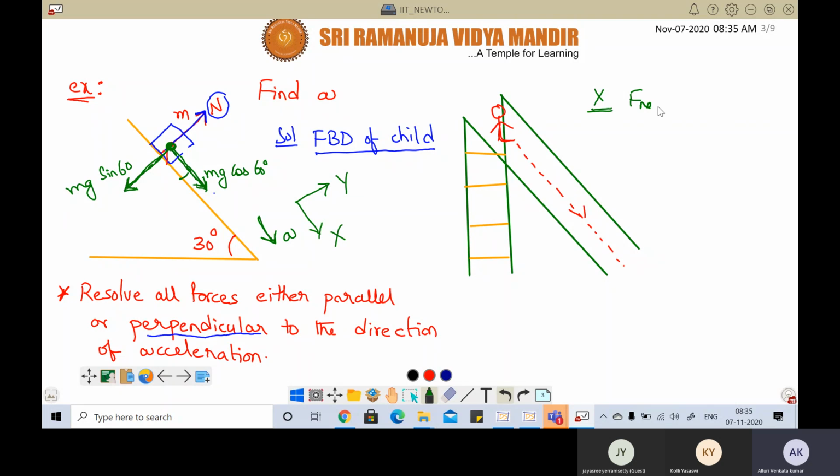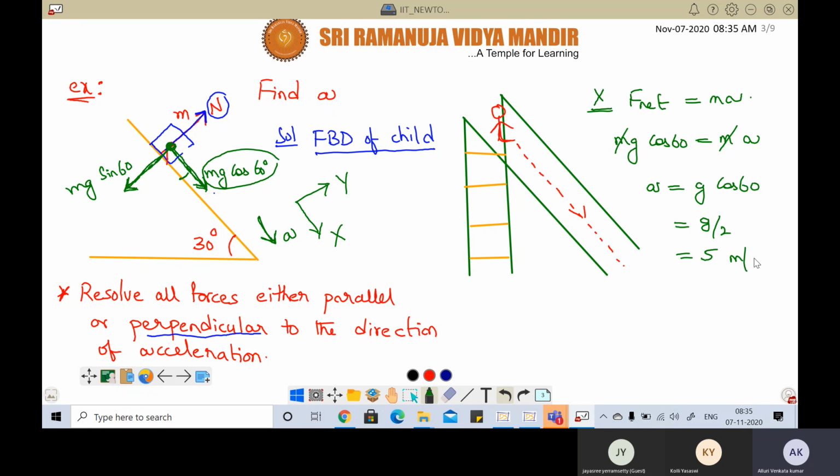Now tell me, in the x direction, if you write F net equal to ma, what is the F net? Only force acting in this x direction is what? Mg cos 60, sir. Correct. So mg cos 60 is equal to m times a. So m gets cancelled, and a is equal to g cos 60. Cos 60 is half, so that means g by 2, that means 5 meter per second square. Acceleration is 5 meter per second square.